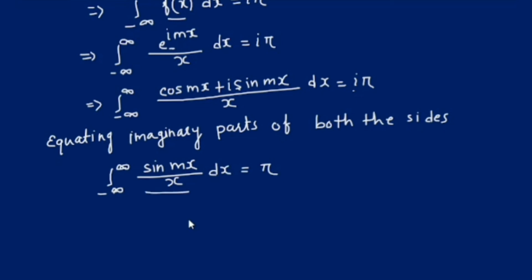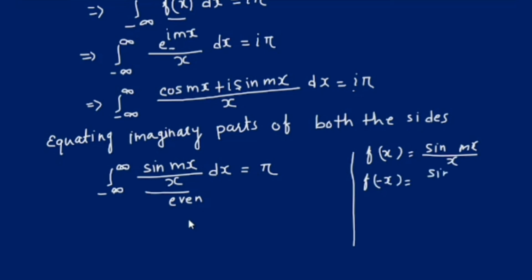Now this sin mx by x is actually an even function. Okay, how? We can see here f(x) is equal to sin mx by x, and f(minus x) is equal to sin(m times minus x) divided by minus x, or it is equal to minus sin mx divided by minus x, which is equal to actually f(x). Okay, so it is an even function.